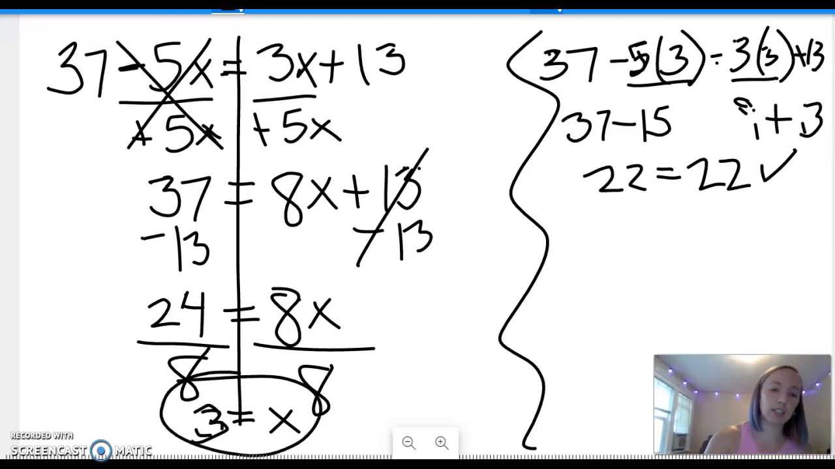So my x does equal 3. Whatever my variable is, it could be m, n, y, whatever. Sorry if my pen gets a little funny.